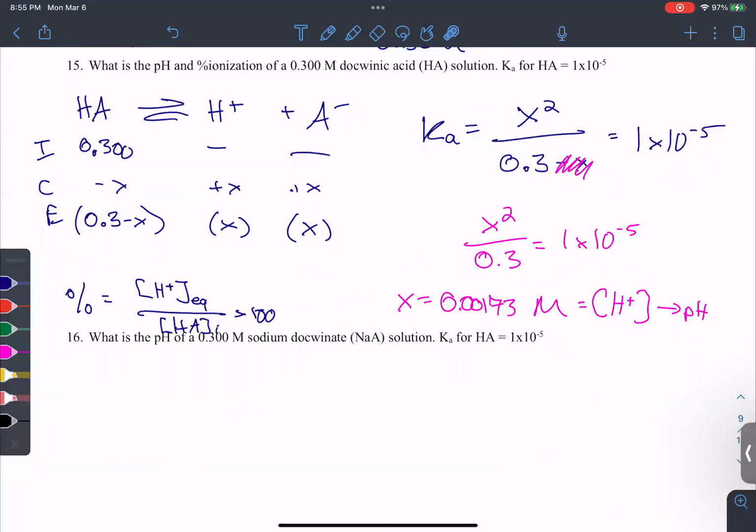Dock-winate is a base. So, should I write a Ka expression? No, I should write a Kb because dock-winate is a base. It is A minus. So we got A minus acting as a base. I'm going to draw out Kb. So A minus plus H2O is HA plus OH minus.